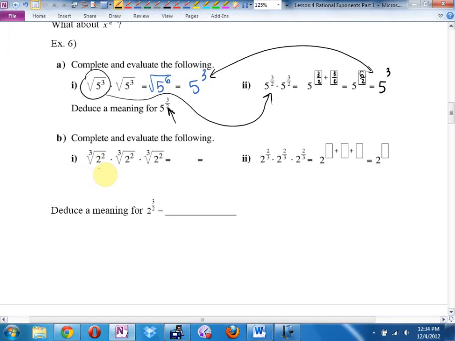Let's do another one. It says copy and complete and evaluate the following. The cube root of 2 squared times the cube root of 2 squared times the cube root of 2 squared. This is going to end up being the cube root of 2 to the 6th, because you would go 2 squared times 2 squared times 2 squared. And when you add the exponents, you would go 2 plus 2 plus 2, 6. Or another way to think about this is this ends up being 2 squared. Say what? Yeah, it does. Ends up being 4.